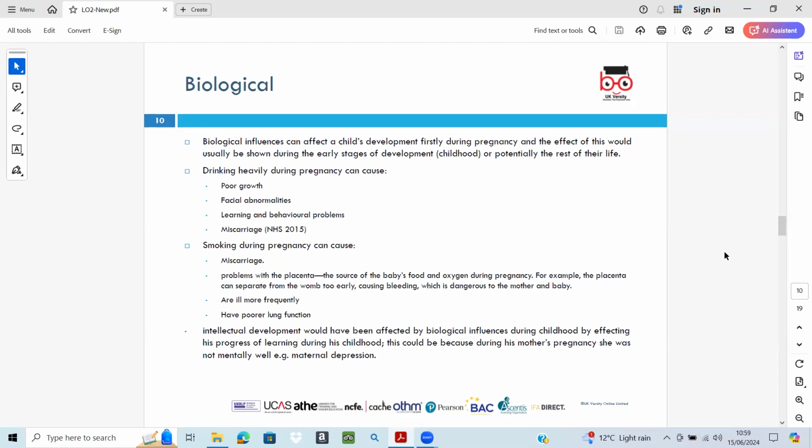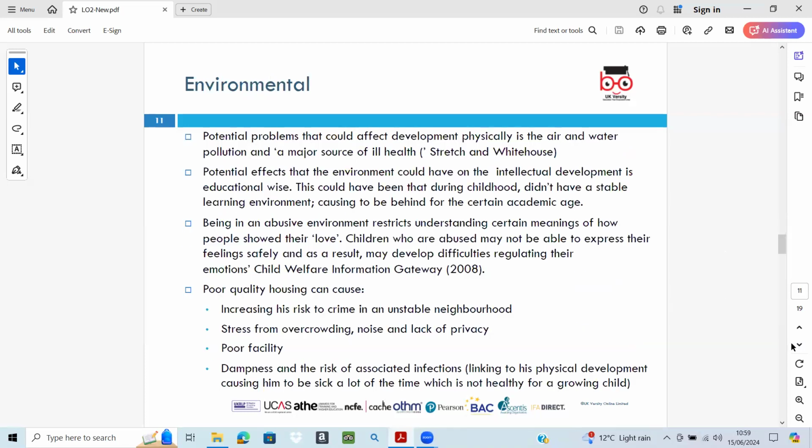So two important aspects are here. The prenatal development, or the prenatal environment, has a significant impact on a child's growth and development. Then we have teratogens. Substances like alcohol and tobacco can negatively influence fetal development and future well-being. Next slide. Okay.